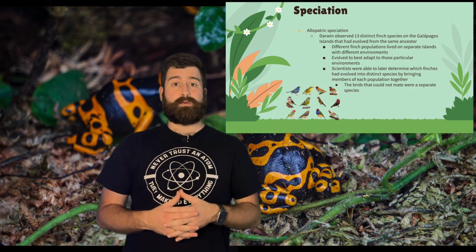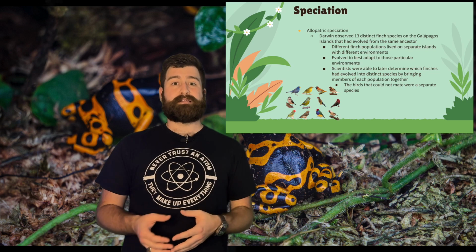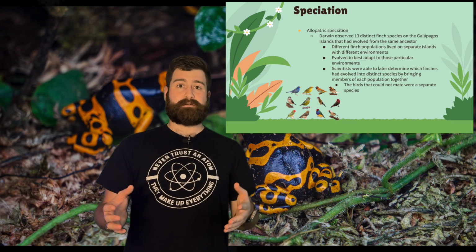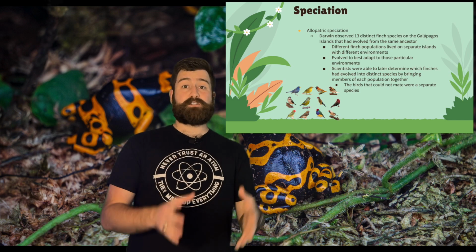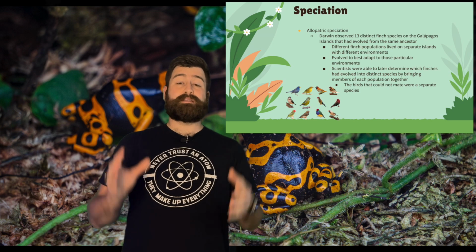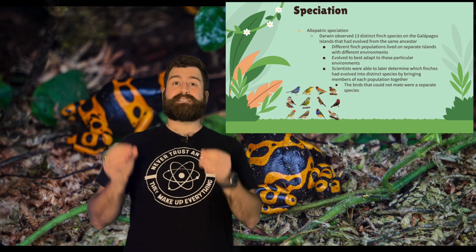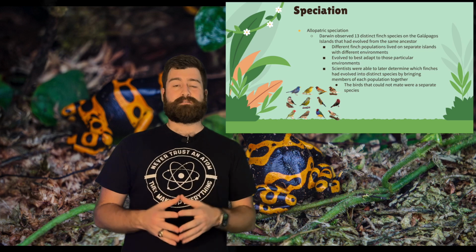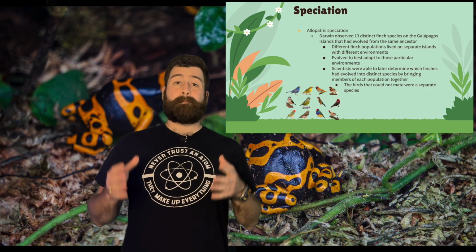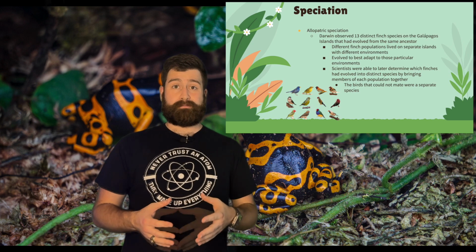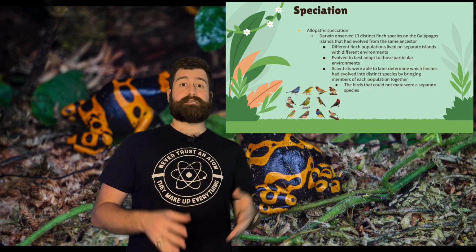Back to our pal Darwin. He observed 13 distinct finch species on the Galapagos Islands that had evolved from the same ancestor. And this is another example of allopatric speciation because different finch populations lived on separate islands with different environments. Because of this, these finches evolved to best adapt to their particular environments. Scientists were able to later determine which finches had evolved into distinct species by bringing members of each population together. The birds that could not mate and produce offspring were a separate species from the other.